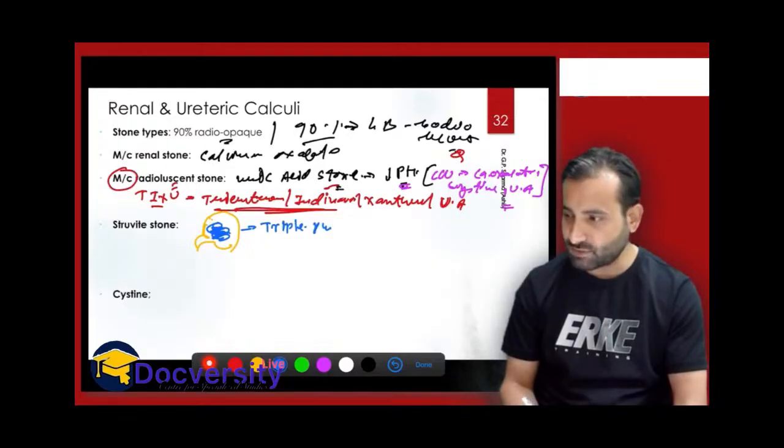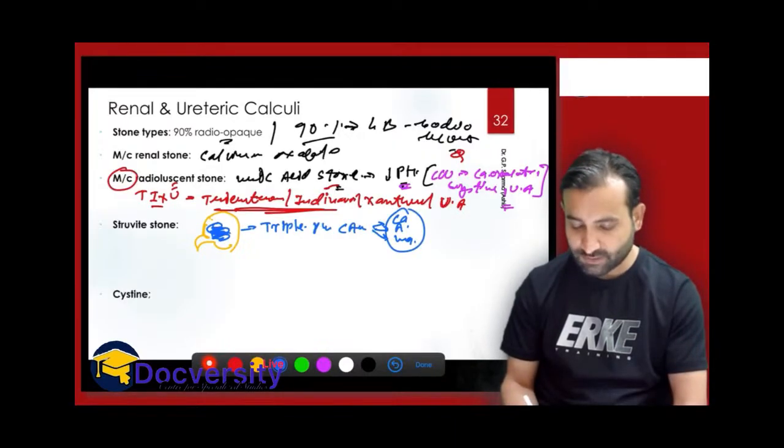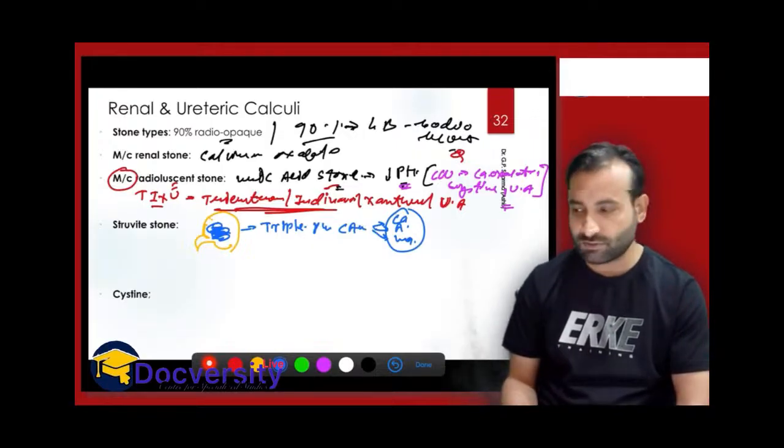What are those triple phosphates? These triple phosphates are CAM. What are those? CAM. CAM means calcium phosphate, ammonium phosphate, and then the magnesium phosphate. What is this one? Magnesium phosphate. So that we say triple phosphate stones or struvite stone.